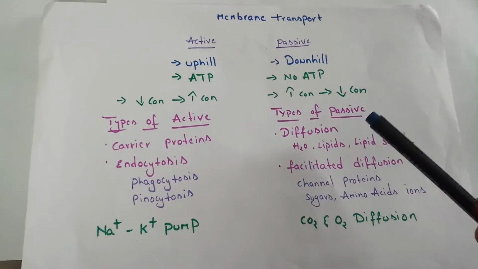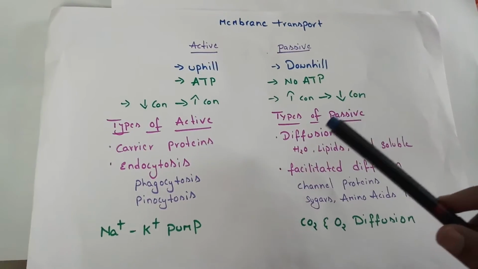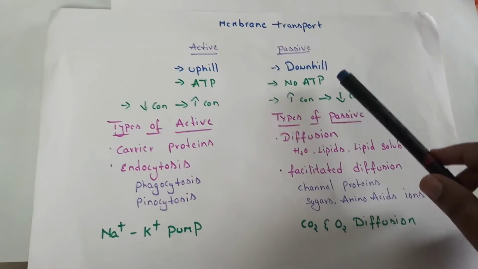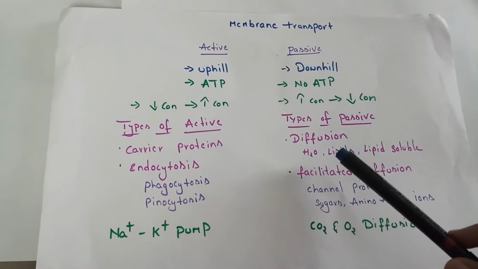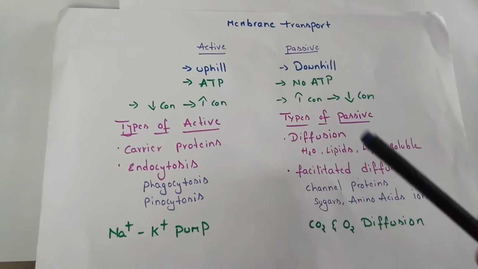And next, types of passive transport. Diffusion also follows the rule of higher concentration to lower concentration, with no need of any ATP. So water, lipids, lipid-soluble contents and gases all pass through diffusion only.